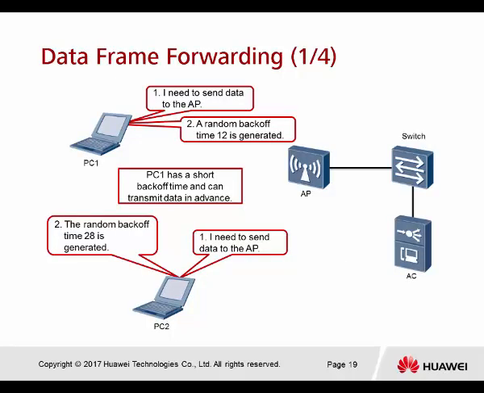Data frame forwarding. The figure shows an example of how our PC forwards data and connects to the network. In the first step, PC 1 needs to send data to the AP. PC 2 also wants to send data to the AP. They can detect each other because they are both in the same BSA.